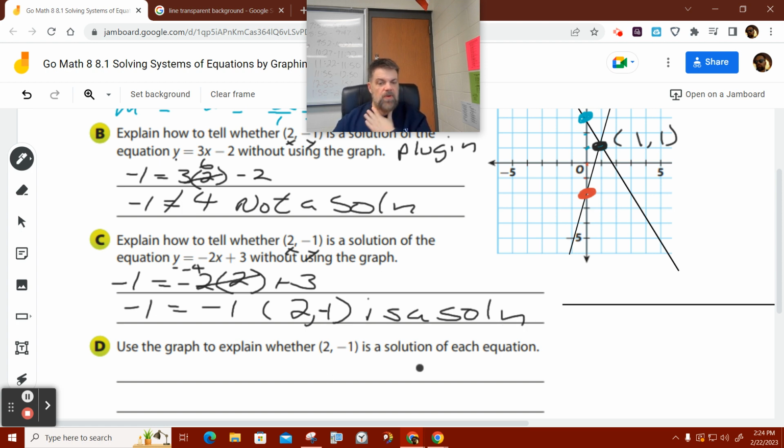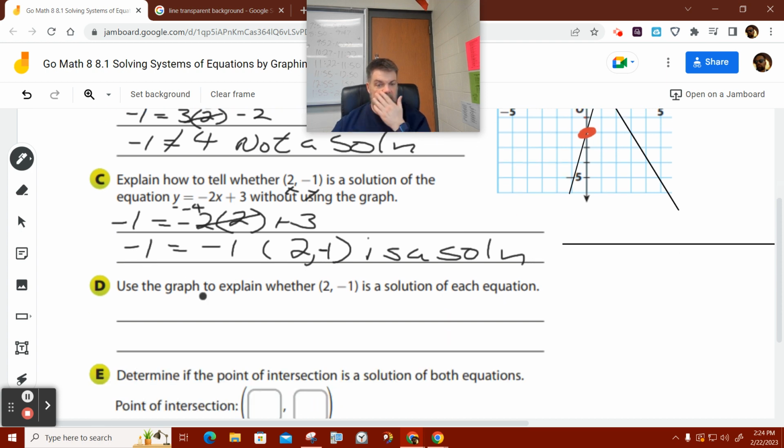It says use the graph to explain if 2 comma negative 1 is a solution for each equation. How do I word this?